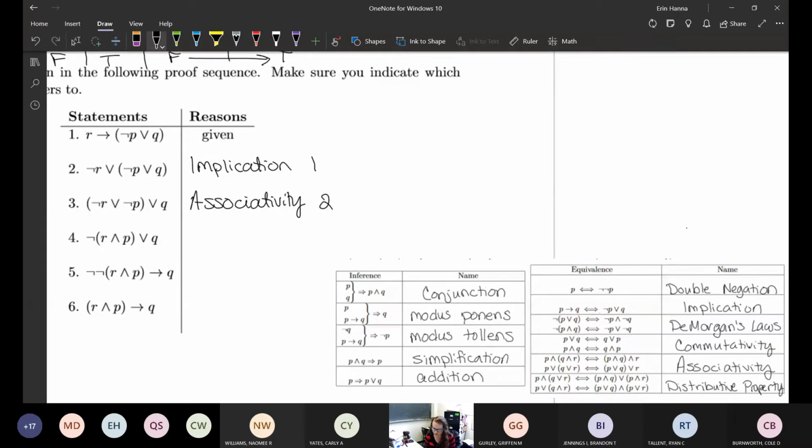So that's a big tip with these: if you're trying to figure out one step to the other, look for differences. What changed from one line to the next, and then go over to your rules and see which rules deal with those kinds of changes.